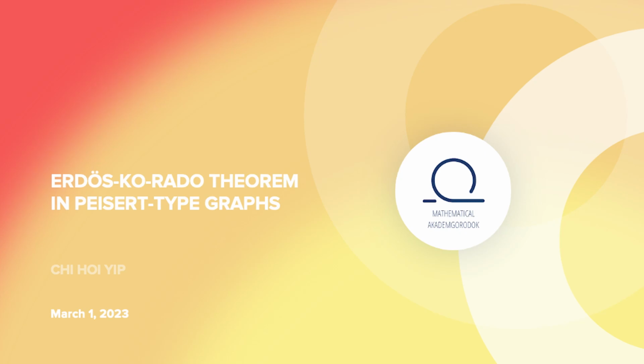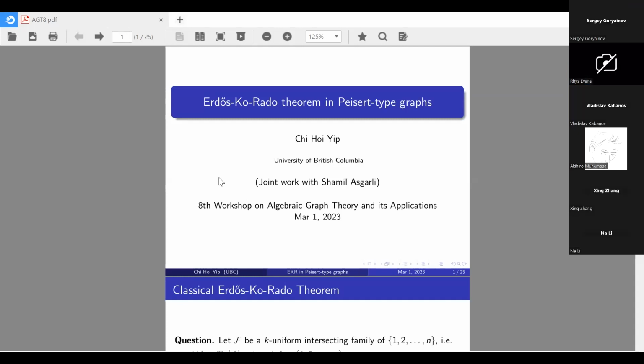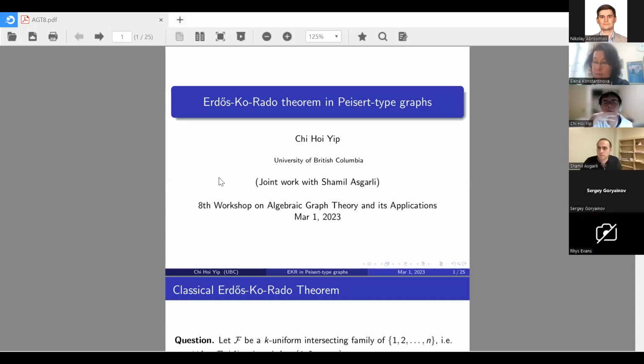8th workshop on algebraic graph theory and its applications. And actually, during these 4 days, we have talks on different kinds of topics. And as for the first day, it is devoted to problems on Peisert type graphs. So we have 2 talks about these graphs.